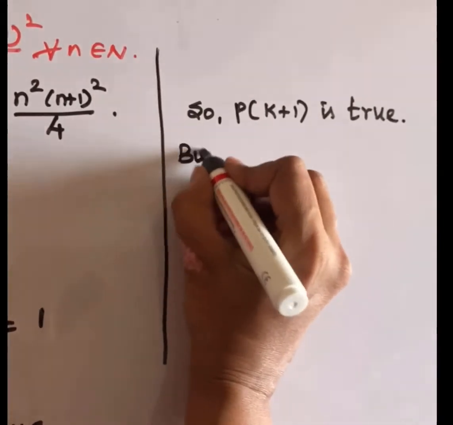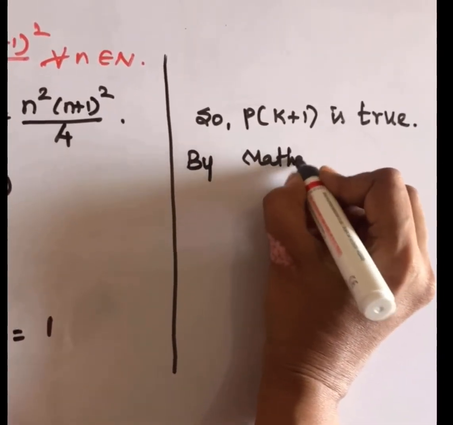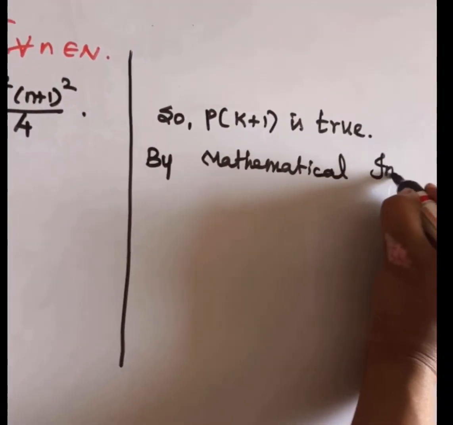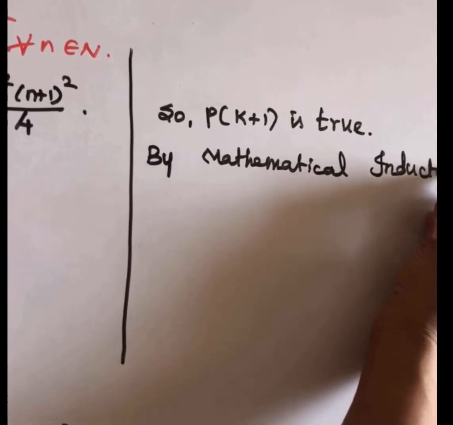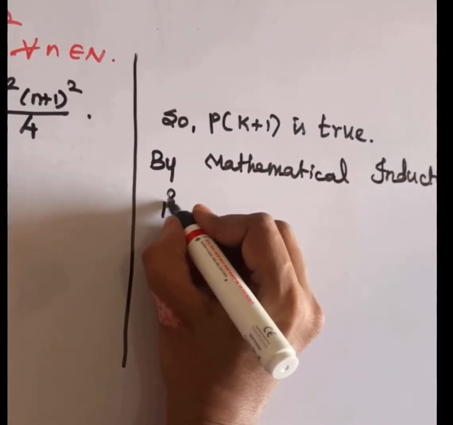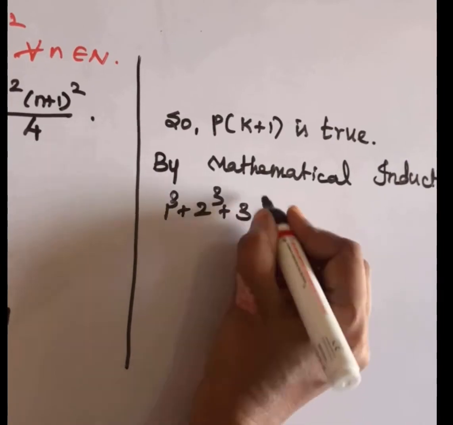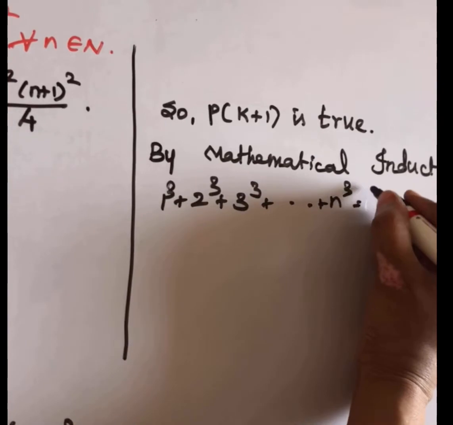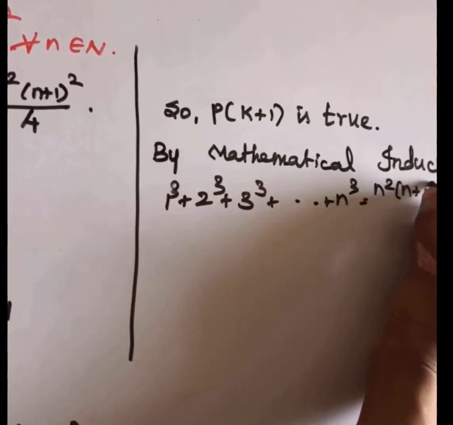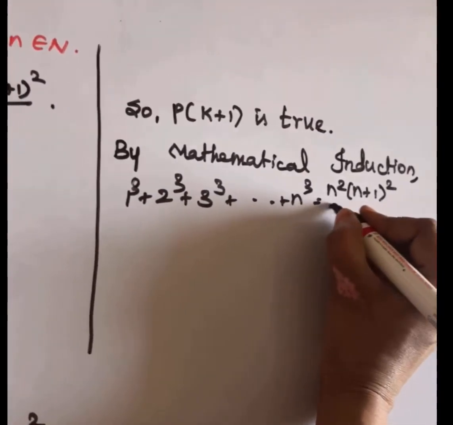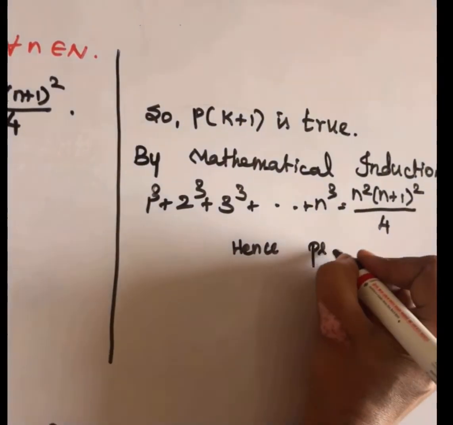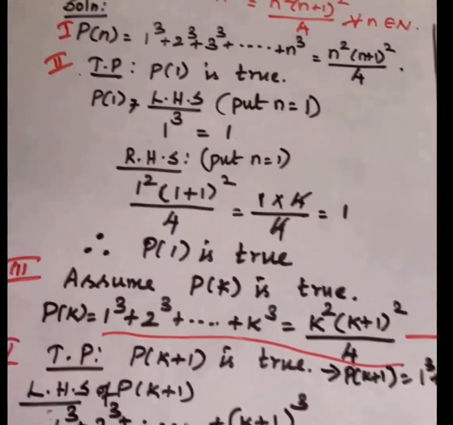So by mathematical induction, 1 cube plus 2 cube plus 3 cube etc. up to n cube is equal to n square into n plus 1 the whole square divided by 4. Hence proved.